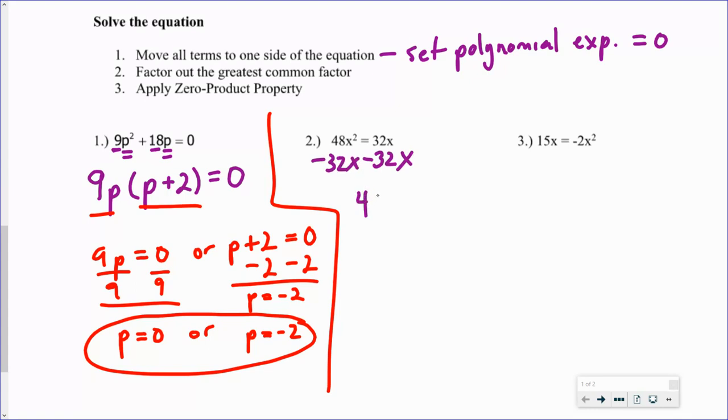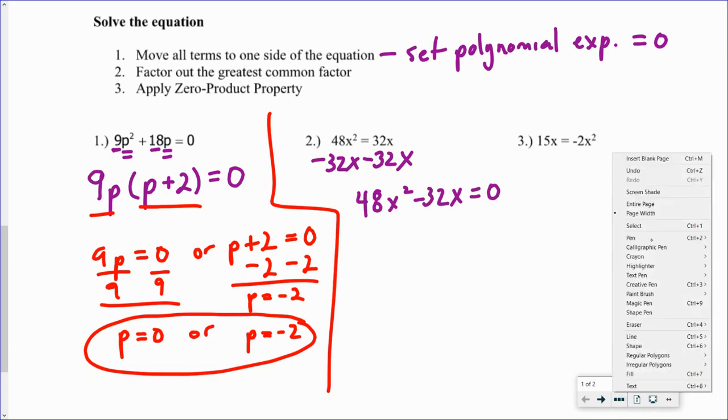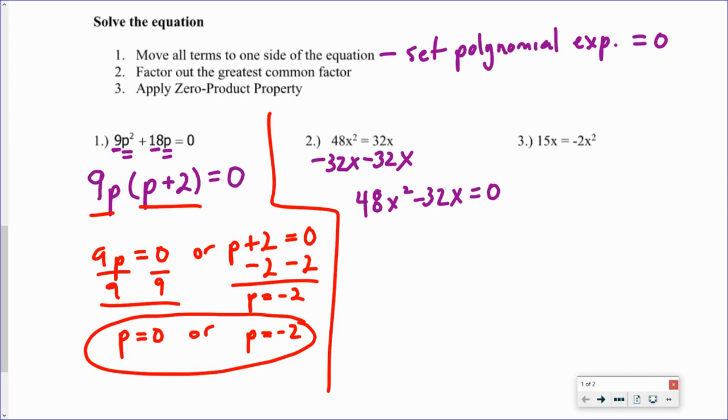That gives us the equation 48x squared minus 32x is equal to 0. Now this equation looks a lot like the equation we had in problem number 1, where the polynomial expression is set equal to 0. So again, we're going to start factoring. The greatest common factor of 48 and 32 is 16. Both of those numbers are divisible by 16.